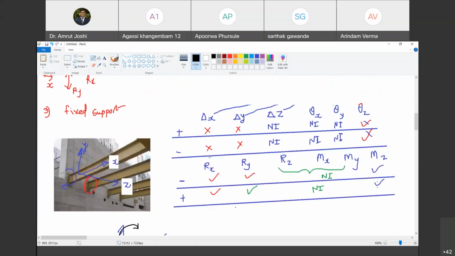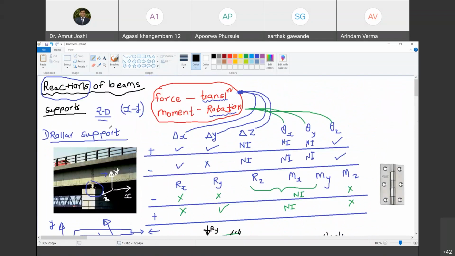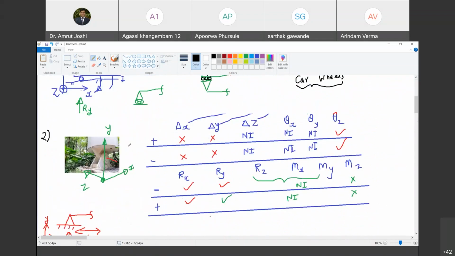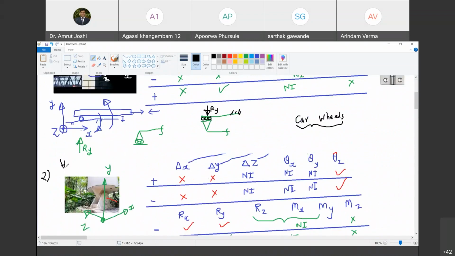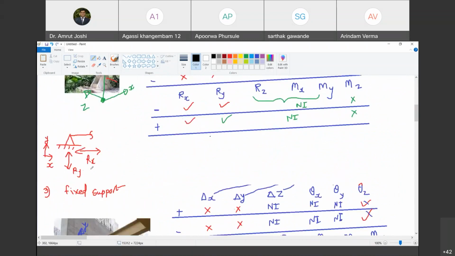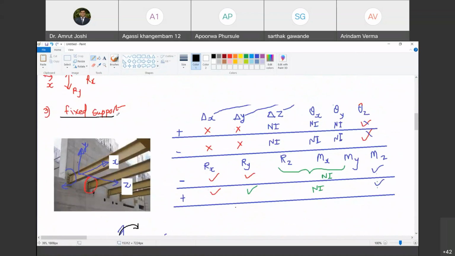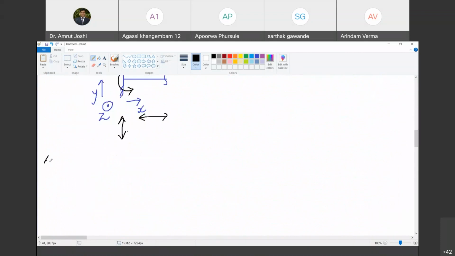Okay. So these are the idealistic supports. We make certain assumptions for them. Roller support, then hinge support. Oh, I did not give the name here, so let me write down. This is called hinge support, and this is called fixed support. Happy? Yes, sir. Now we are going to discuss the last type of support.